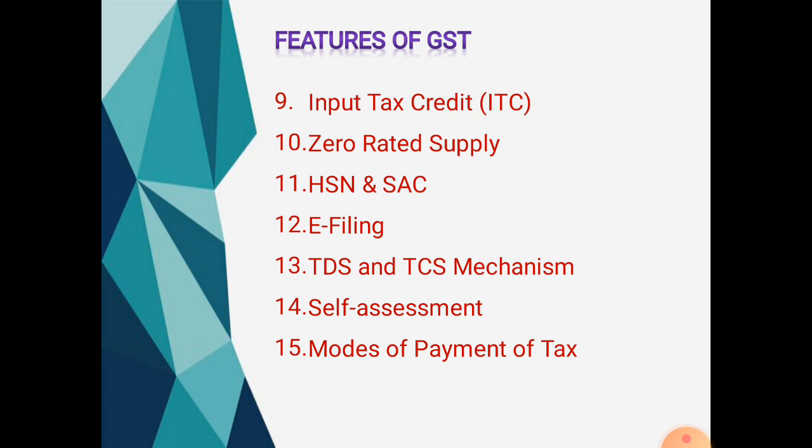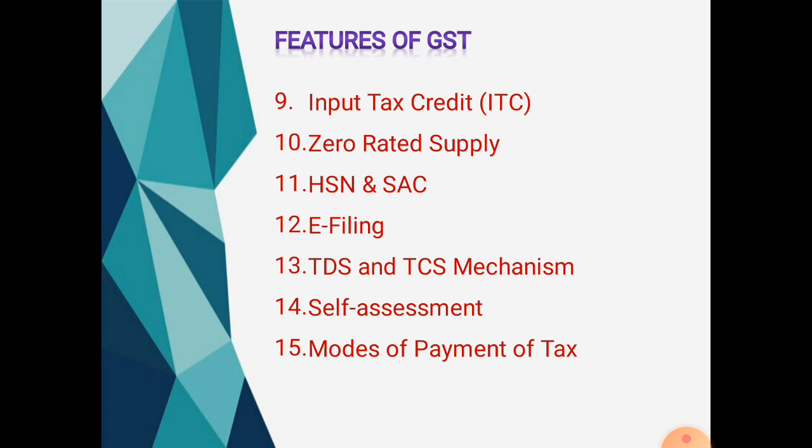Next, HSN and SAC. HSN stands for Harmonized System of Nomenclature Code and SAC stands for Service Accounting Code. This mechanism was developed by World Customs Organization for the purpose of bringing uniformity in classifying goods and services. Next, e-filing. It is electronic filing of returns by different class of persons at different cut-off dates.